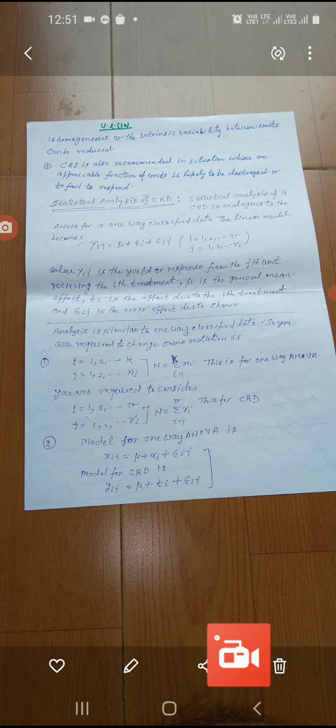Statistical analysis of CRD is analogous to the ANOVA for one-way classified data. Its analysis is very simple and similar to one-way classified data. So if you know the analysis of one-way classified data, then in the same way you can analyze the data for CRD.